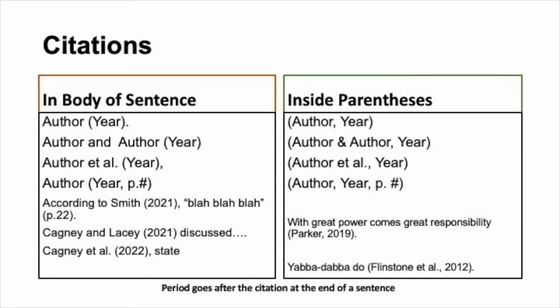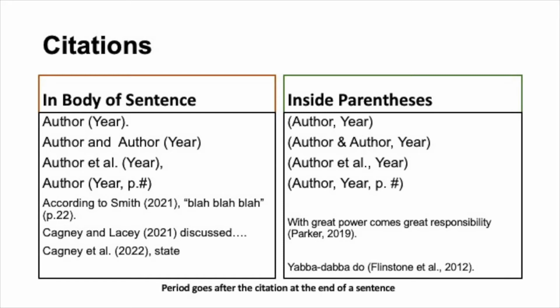However, when the citation is at the end of the sentence, we always use the ampersand. The example is from Peter Parker in Spider-Man, with great power comes great responsibility. And so we have Parker, comma, 2019 at the end of the sentence.